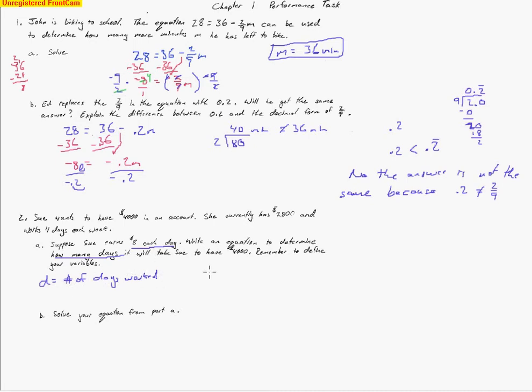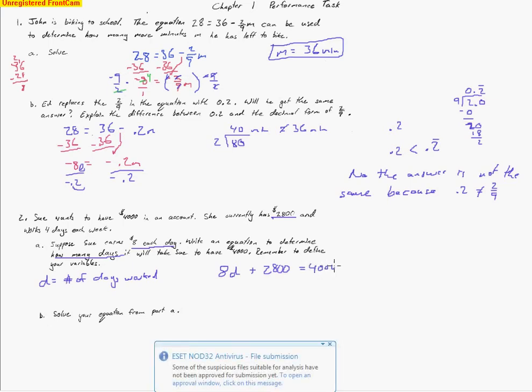From this point, we'll set up our equation. We're going to say $8 each day. So we do $8 times the number of days, and then plus what she already has. She already has 2,800. She doesn't have the total amount, so she needs to add the extra that she'll need to earn. And that's when she's working a number of days times the $8 a day, and it'll equal 4,000 eventually.